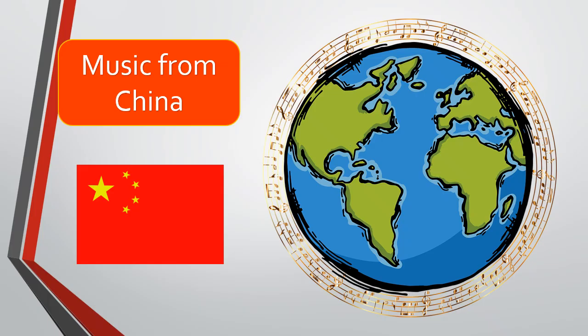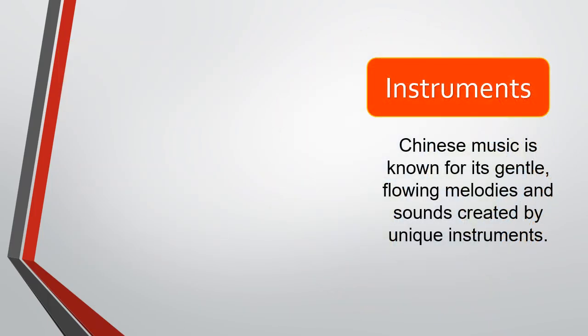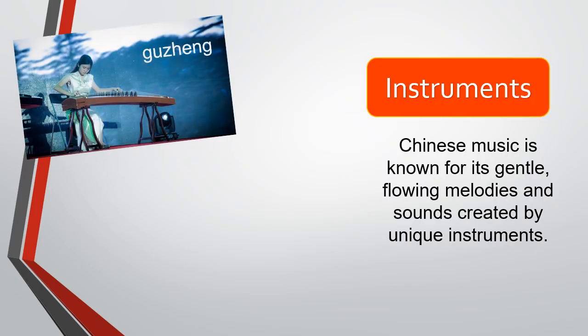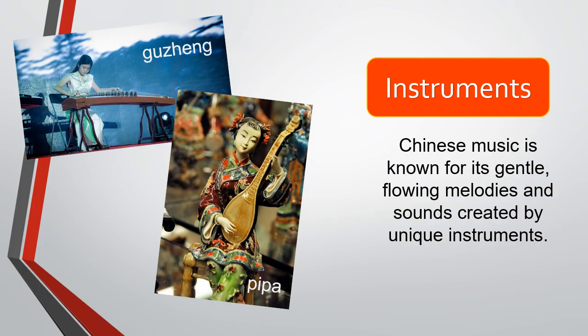Today we will listen to music from China. Chinese music is known for its gentle flowing melodies and sounds created by unique instruments such as the guzheng, a long stringed instrument, and the pipa, a pear-shaped lute.